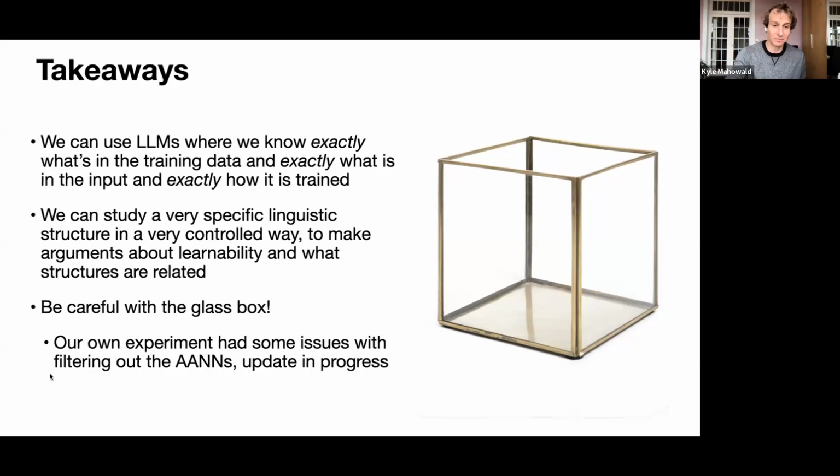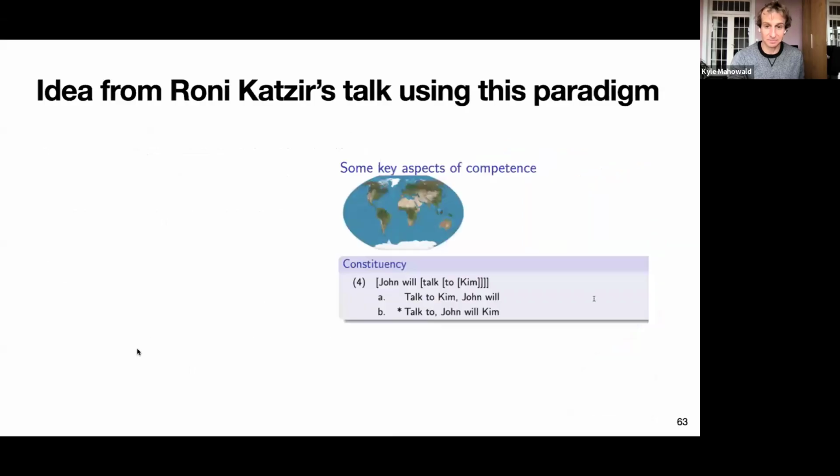But at the same time, right, we have to be careful with the glass box. So our own experiments had some issues with, when we're trying to remove AAA and N's from the input, that turns out to be really difficult. And so, right, we still have ongoing updates to that process. And so the need for good experimental methods is very real.